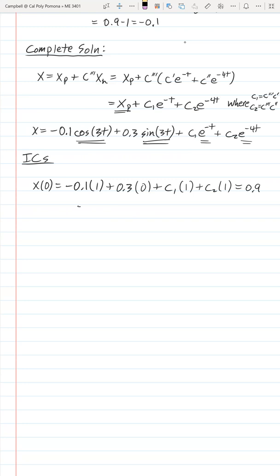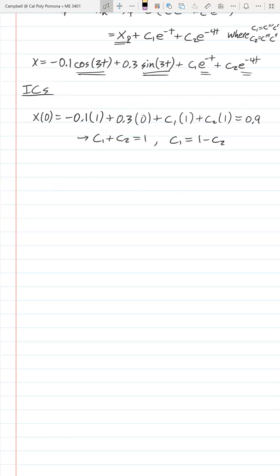So from this, we can see that we get a negative 0.1. We have a positive 0.9 on the other side. Combine those together, of course, that becomes 1. And so we're just left with C1 plus C2 is equal to 1. Here, I went ahead and just solved for C1 because we're going to end up, obviously, with simultaneous equations just like we have before. And so I get C1 is equal to 1 minus C2.